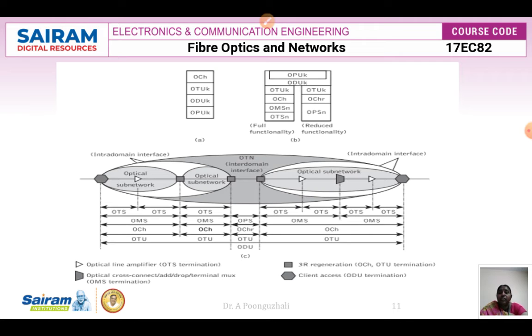G.8080. So here we can see this is your optical channel, then the optical transport channel, optical channel transport unit, optical channel data unit, optical channel payload unit. In this case, this layer is going to provide the full functionality, and for the reduced functionality we can combine these two channels, your OMS and your optical transport channel, and have it as your OPSN. So this is going to have a reduced functionality.